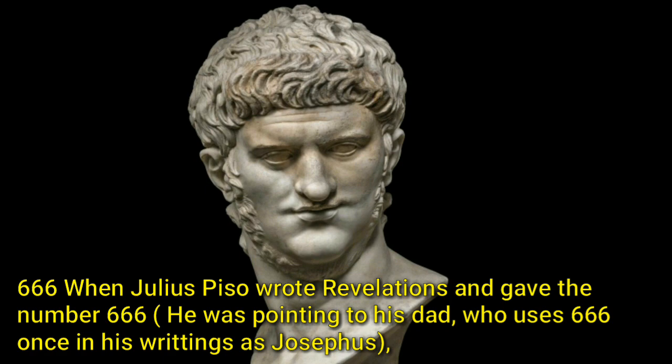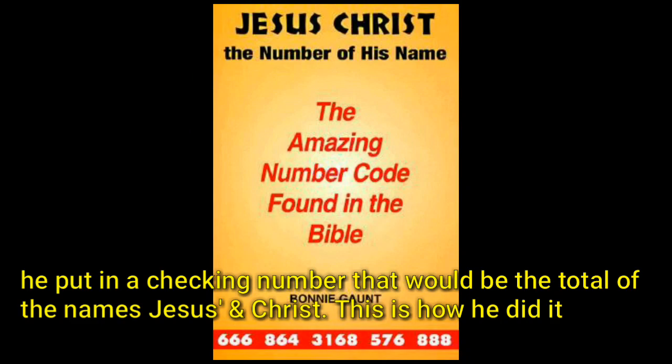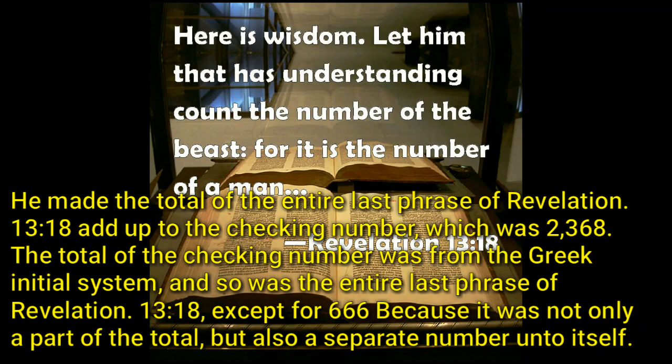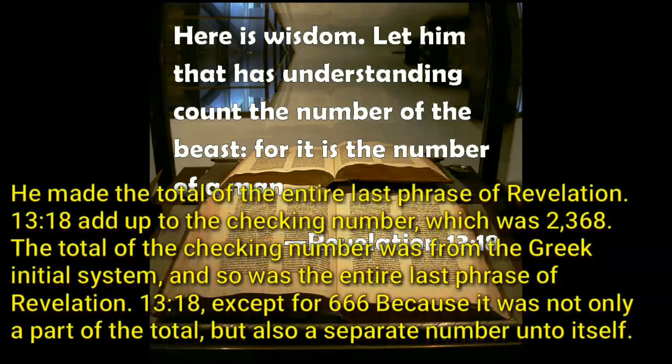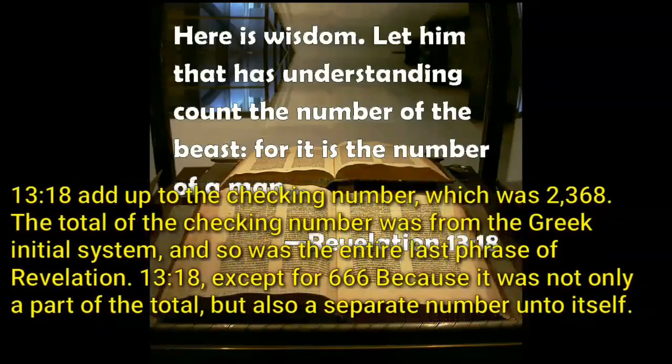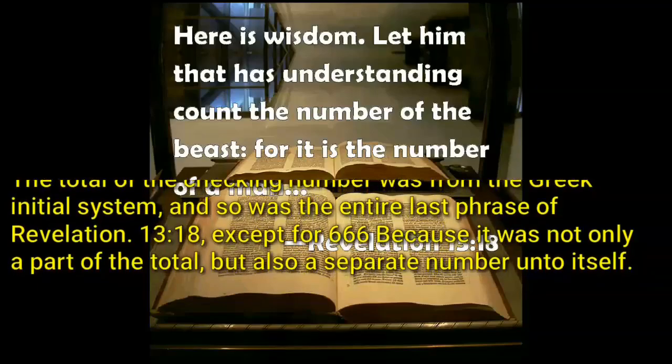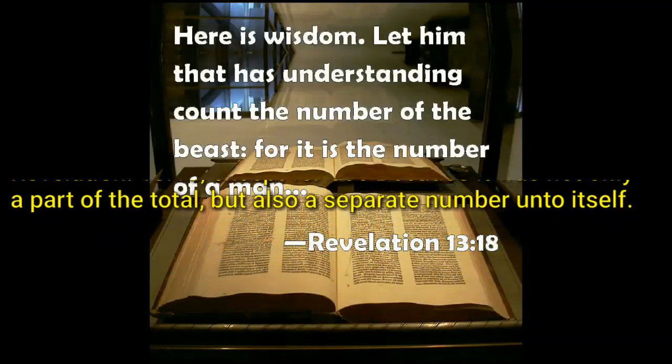666: When Julius Piso wrote Revelation and gave the number 666, he was pointing to his dad, who uses 666 once in his writings as Josephus. He put in a checking number that would be the total of the names Jesus and Christ. This is how he did it. He made the total of the entire last phrase of Revelation 13:18 add up to the checking number, which was 2368. The total of the checking number was from the Greek initial system, and so was the entire last phrase of Revelation 13:18, except for 666 because it was not only a part of the total, but also a separate number unto itself.